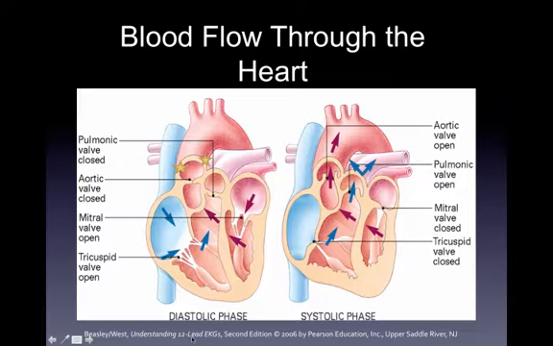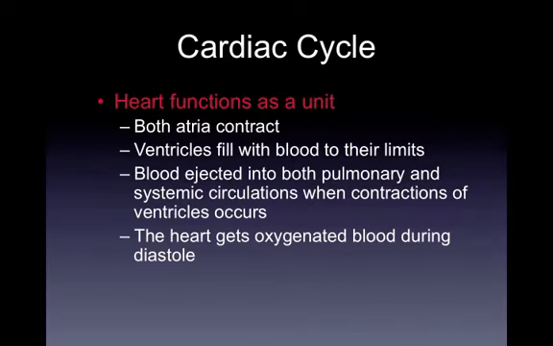So cardiac cycle, the heart functions as a unit. Both atria contract and fill the ventricles. This atrial kick is 30% of our cardiac output. The ventricles fill with blood to their limits. Blood is ejected into both the pulmonary and the systemic circulation when contraction in the ventricles occurs.